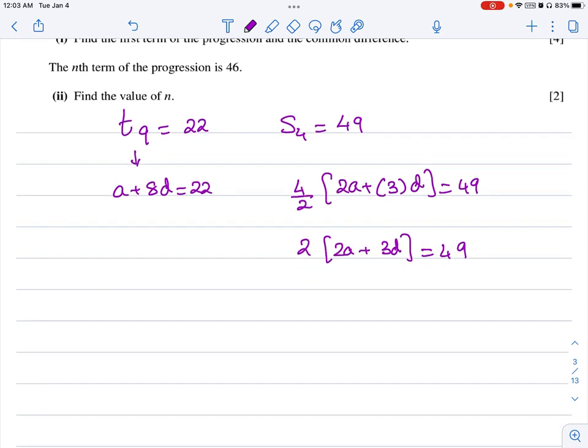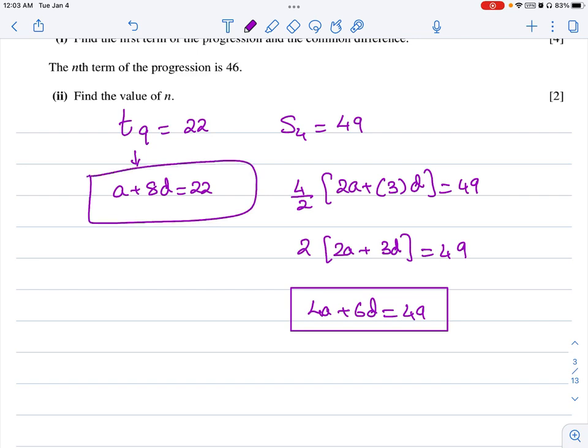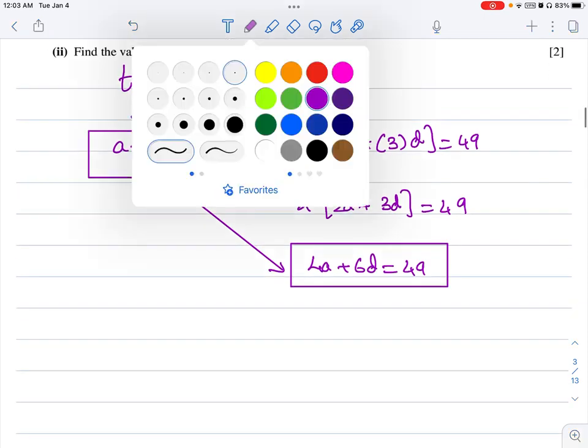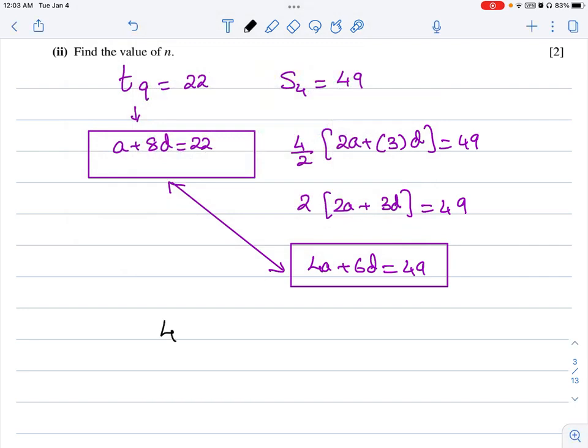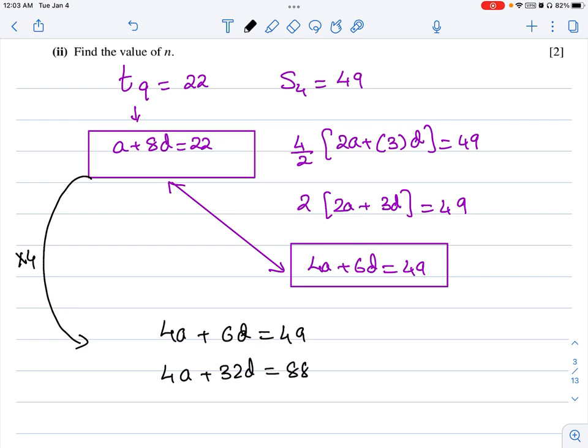I get two equations. This is 4a plus 6d is equal to 49. This is my first equation. Now the second equation is a plus 8d is equal to 22. So I get these two equations. Solving these two equations, 4a plus 6d is equal to 49. Multiply the second equation by 4, so it gives 4a plus 32d is equal to 88.